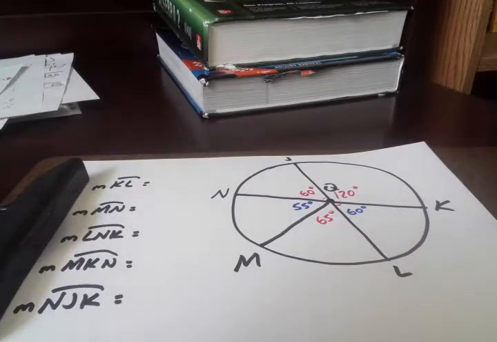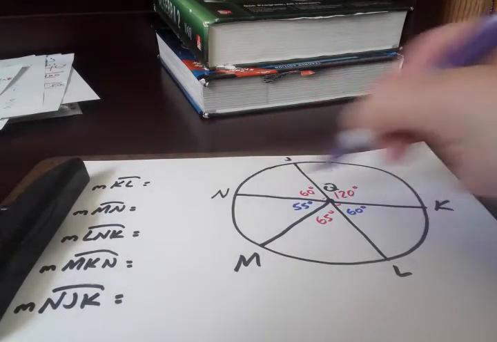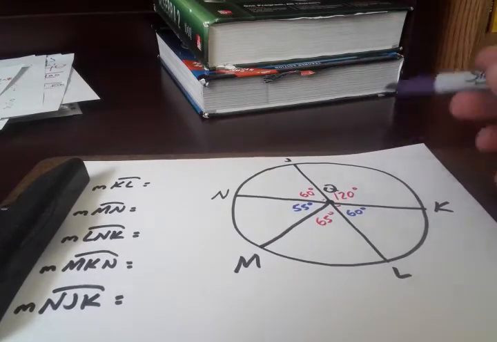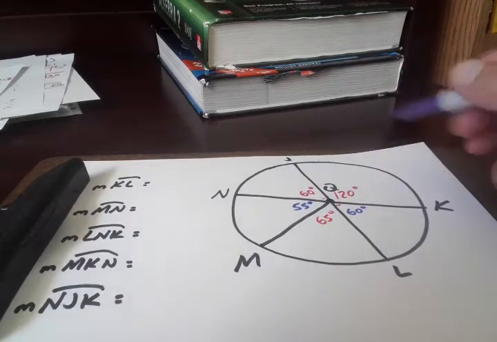So what we just did was we found all of those central angles based on the fact that they told us KN was a diameter and JL was a diameter. So you'll need to know that when you do these on your own. Okay, I would just copy these down.